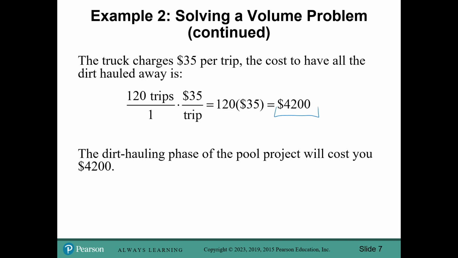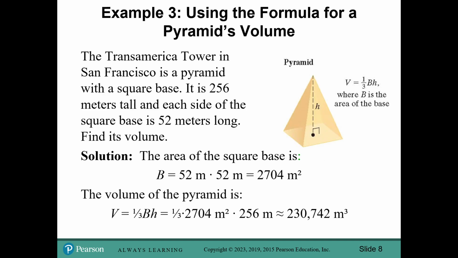The dirt hauling phase of the pool project will cost you $4,200. It's a good bit of money just to have dirt moved away for a pool. Just saying. All right.